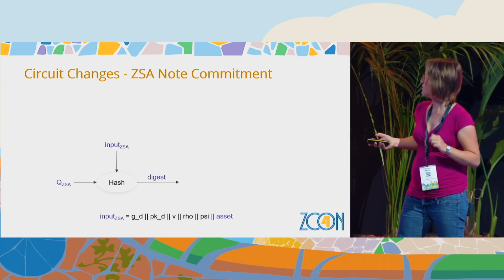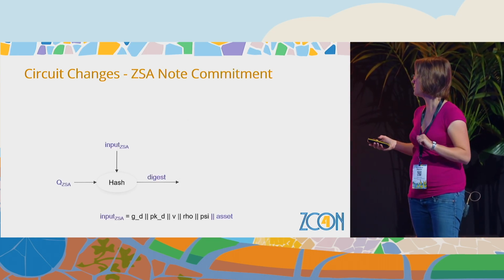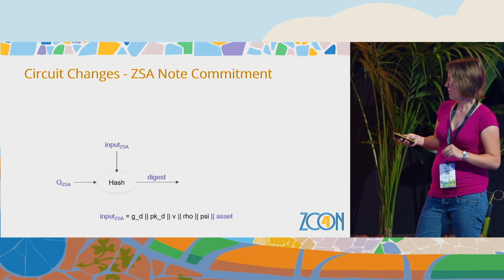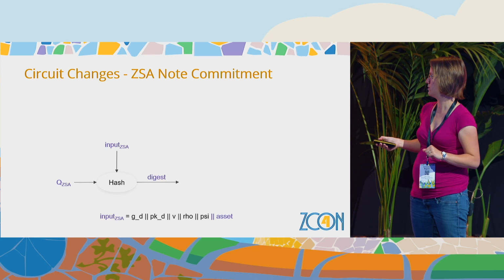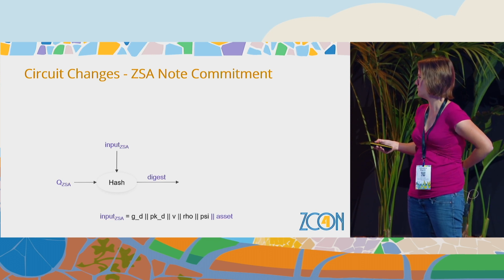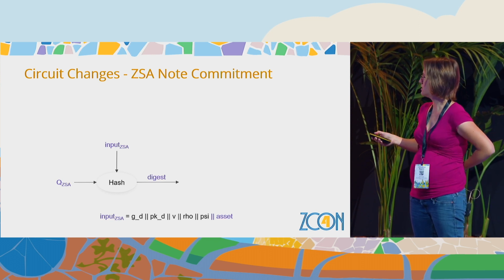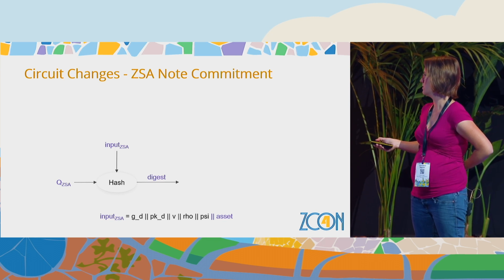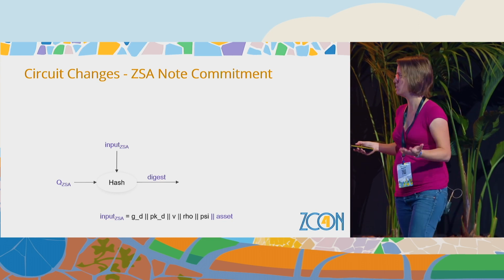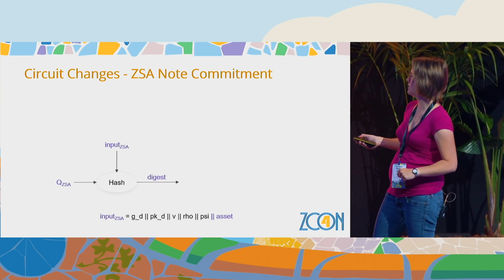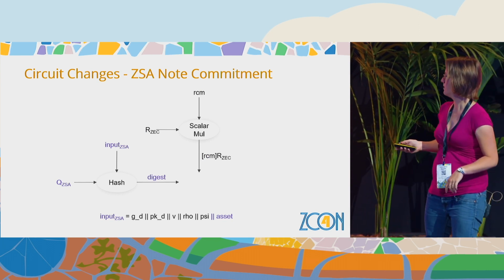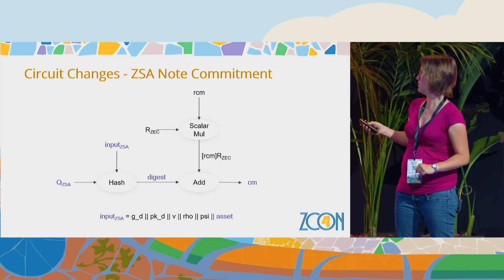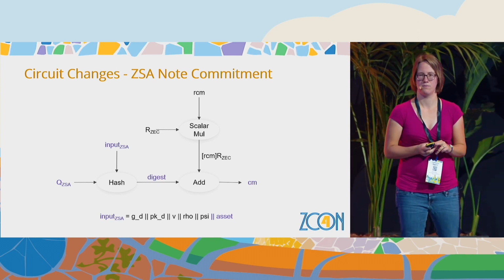Now, I will present the equation for ZSA. It is similar, but now we use another public point, QZSA, for security reasons. And our input is slightly different, because it is the concatenation of the previous input with the asset, because we would like to also commit the asset value. We obtain the digest, and then, as previously, we evaluate the blinding factor, and we add the digest and the blinding factor to obtain the note commitment.